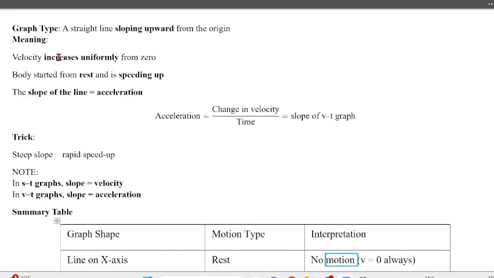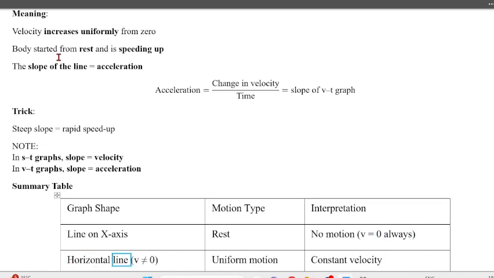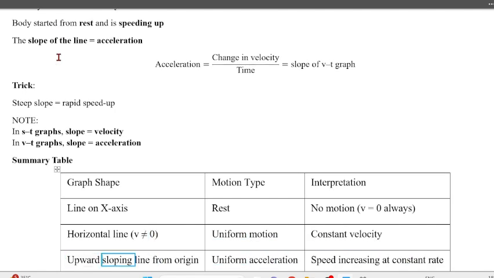Rest, no motion, v is equal to 0 always. Horizontal line, v is not equal to 0: uniform motion, constant velocity. Upward sloping line from origin: uniform acceleration, speed increasing at a constant rate.